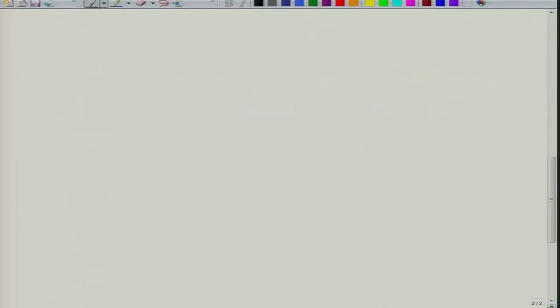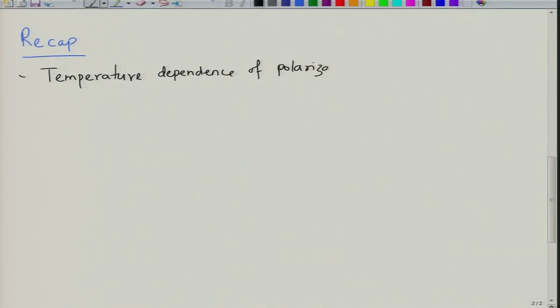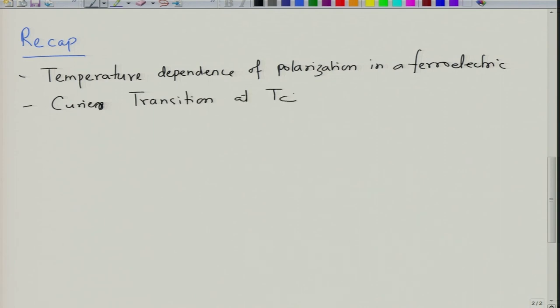Welcome again to the new lecture of the course Fundamentals and Applications of Dielectric Ceramics. So let's just briefly recap what we have done in the last class. In the previous lecture we were looking at the temperature dependence of polarization in a ferroelectric material. And we saw that ferroelectric materials undergo what we call the Curie transition at a temperature TC, which is called the Curie temperature. At this temperature, when you heat the material, it transforms from ferroelectric to paraelectric.